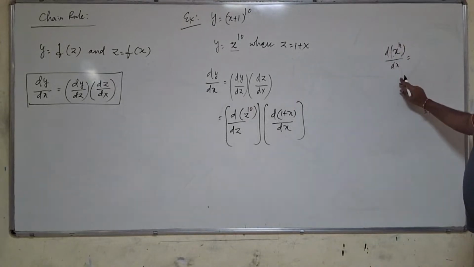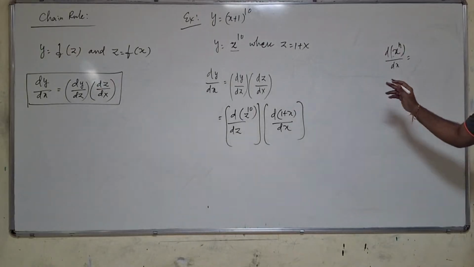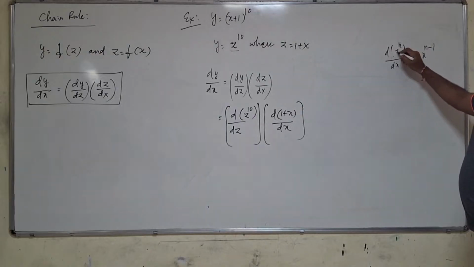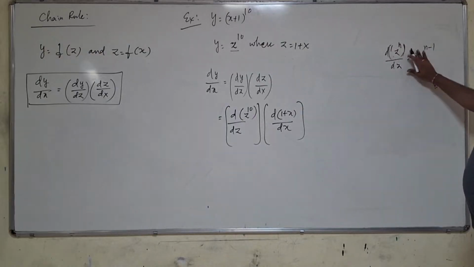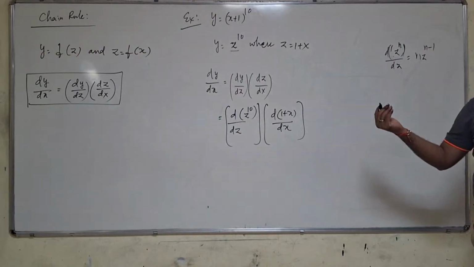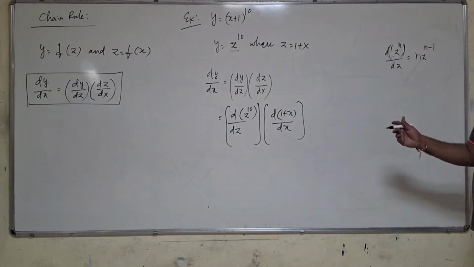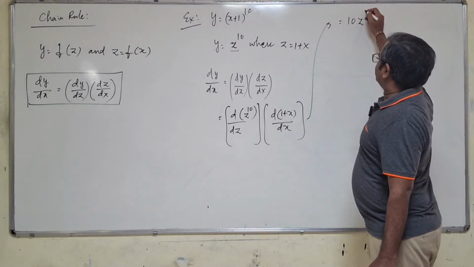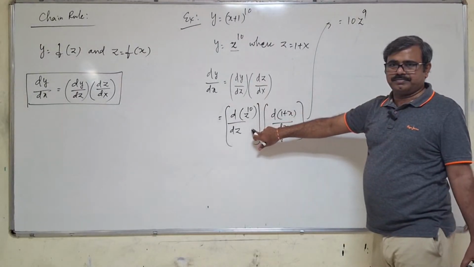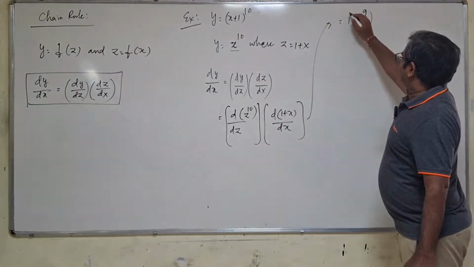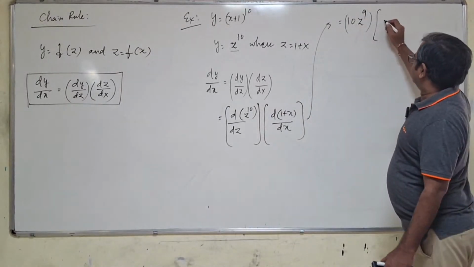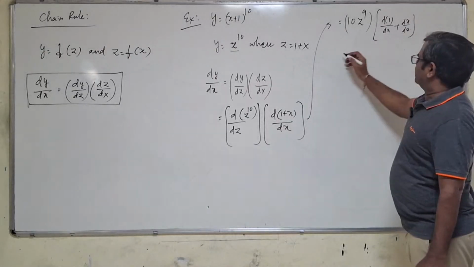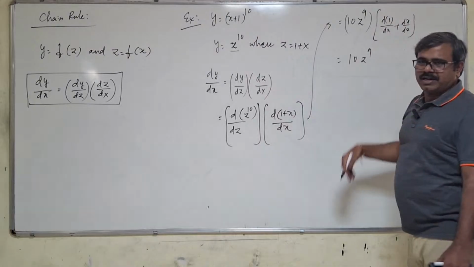When y is equal to x power n, what is dy by dx equal to? n into x power n minus 1. So d z power n by dz, what is it? n into z power n minus 1. Right. So what do we get here? 10 into z power 10 minus 1 into, what do we have here? d1 by dx is 0 plus dx by dx is 1. So the answer is 10 into z power 9.